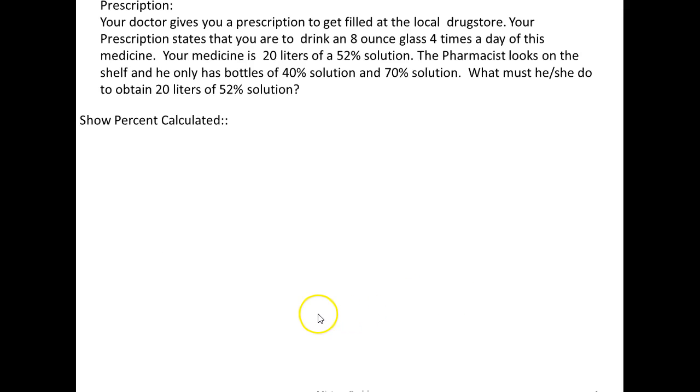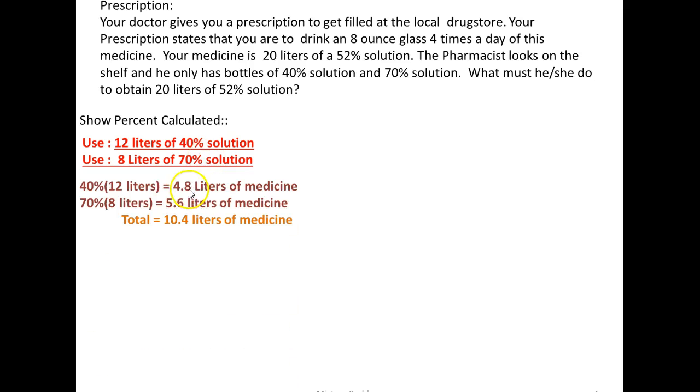Okay, let's check our answers. So we're going to use the 12 liters of 40% solution and the 8 liters of 70% solution we calculated. So 40% of 12 liters is equal to 4.8 liters of medicine, okay? And 70% of the 8 liters is equal to 5.6 liters of medicine. So we add 4.8 and 5.6, and we get 10.4 liters of medicine.